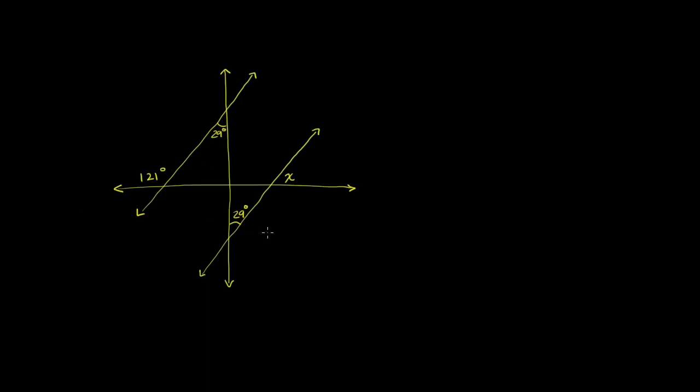We're given a bunch of lines here that intersect in all different ways and form triangles. And what I want to do in this video, we've been given the measures of some of the angles, this angle, and that angle. And what we want to do in this video is figure out what the measure of this angle is. And we're going to call that measure x.